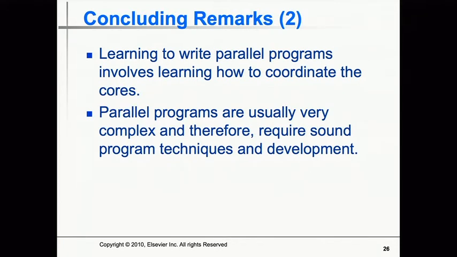Again, we will not go into the details of how we should write parallel code. It's just good for you to know that once you're comfortable with serial coding, there's something else to continue developing your skills.